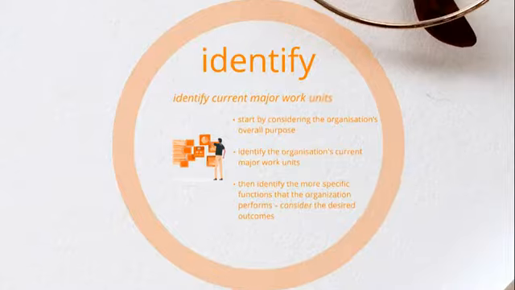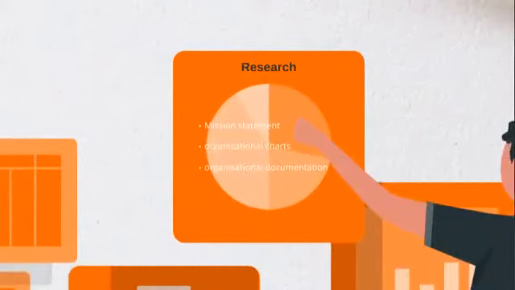When identifying the organization's current major work units, it's helpful to compile or review organizational charts to visualize your current structure. This documentation should show the responsibilities and reporting relationships of the work units. To further understand the overall purpose and desired outcomes, one should review the organization's mission statement and business plan, as well as any other relevant organizational documents.